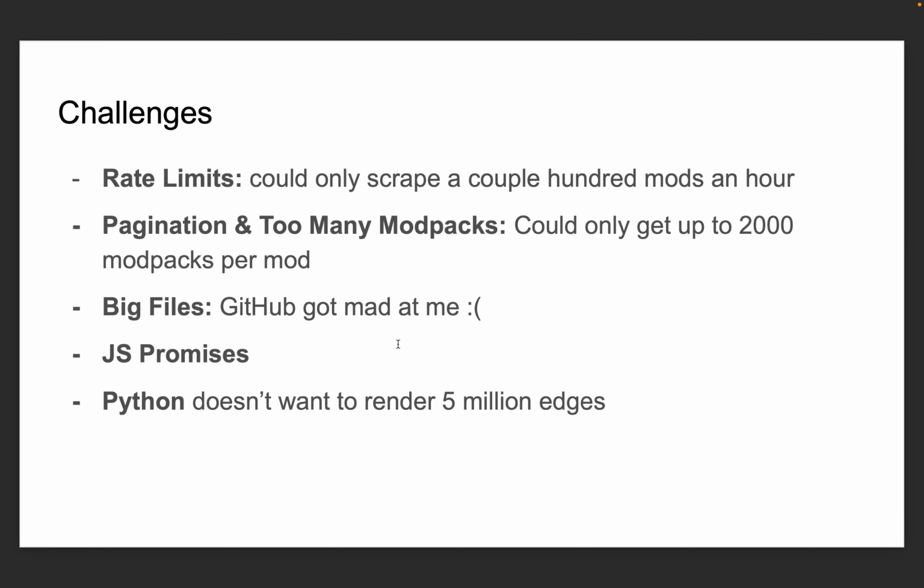And so our challenges were rate limits. I could only scrape a couple hundred mods an hour, and the pagination, I could only get 2,000 mod packs per mod, which I think limits the data a bit, but it's still a lot of mod packs. And most mods are not in that many mod packs, so it's fine. And then the big files were too big, and GitHub wouldn't let me push them to my repository, so that's why everything isn't up yet. And then JavaScript promises just kind of suck to write, and then Python didn't want to render all my stuff.